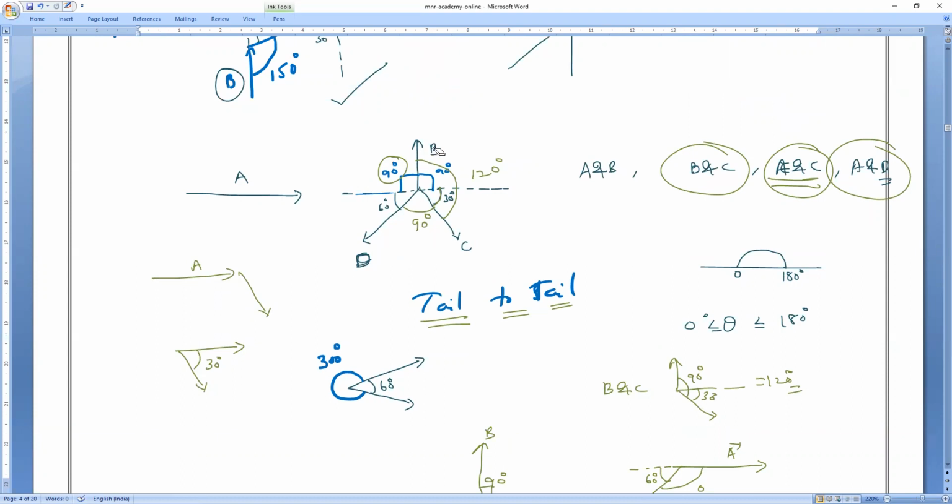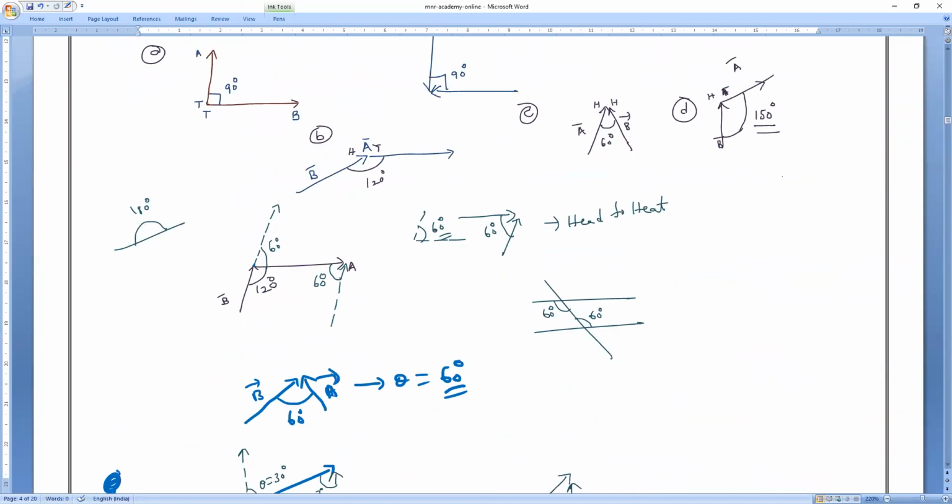90 degrees. What is the angle between B to D, tail to tail? 150, that is 90 plus 60. So this is B and this is D. Here the angle is 90 degrees and here the angle is 60 degrees. So what is the total angle? All of you, 150 degrees. Understood? Clear? So this is how we find the angle between the two vectors.